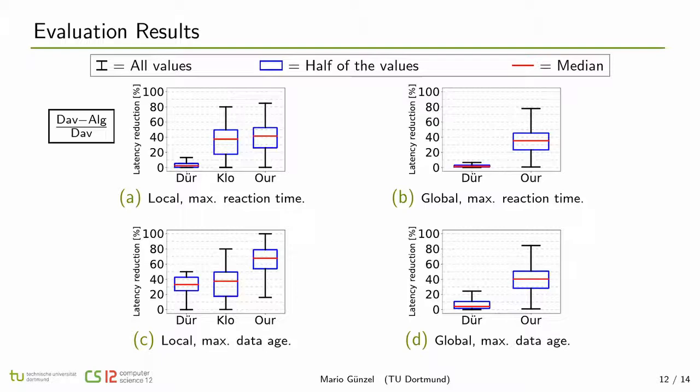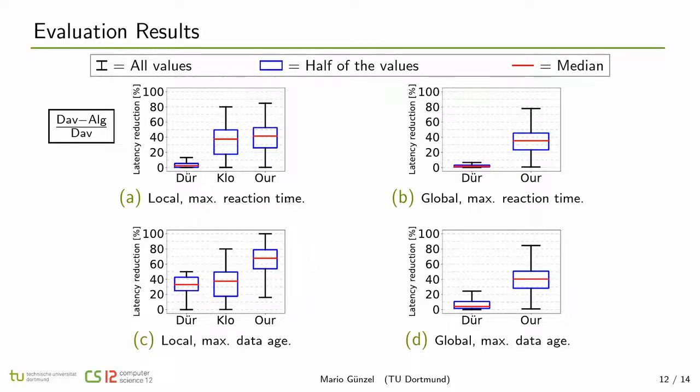So these are the evaluation results for the automotive benchmark, but for the uniform benchmark, they look very similar. On the y-axis, we have the latency reduction, which says how much tighter our analysis is than the baseline by Davari. So it's basically this formula here, Davari minus the algorithm under analysis, so either Dürr, Kloda, or our analysis, divided by the latency obtained by the analysis by Davari. And for example, we can see here in the local case, our analysis is up to 85% better than the analysis by Davari. So the maximum reaction time bound that we obtain in the local case is 85% smaller than the maximum reaction time bound by Davari.